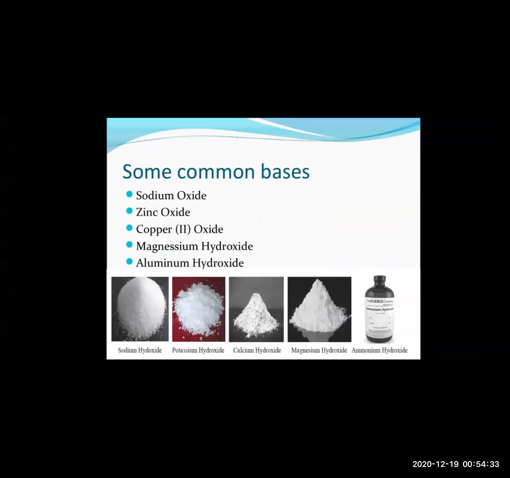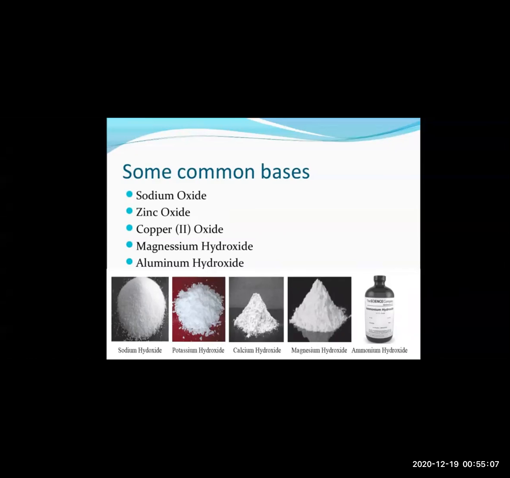Now some bases. Here you can see in the slide that there are some different types of common bases used. So sodium oxide, zinc oxide, copper oxide, copper 2 oxide, magnesium hydroxide, aluminium hydroxide. Even you can see the sodium hydroxide, potassium hydroxide, calcium hydroxide, magnesium hydroxide, ammonium hydroxide. How does it look actually? For that purpose I have taken this picture so that you can understand how a base looks.